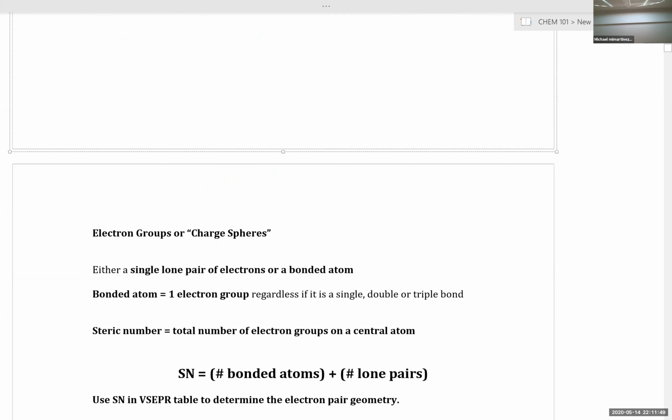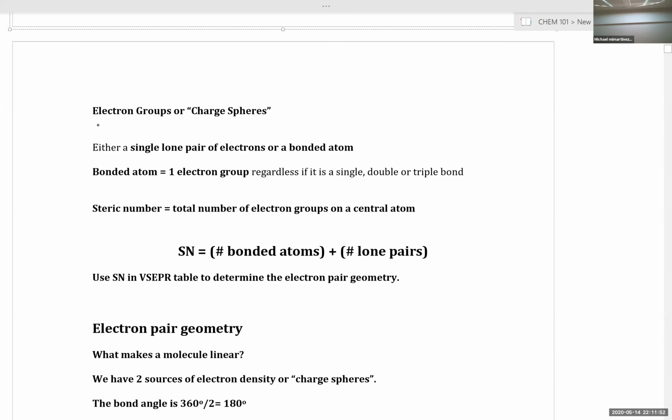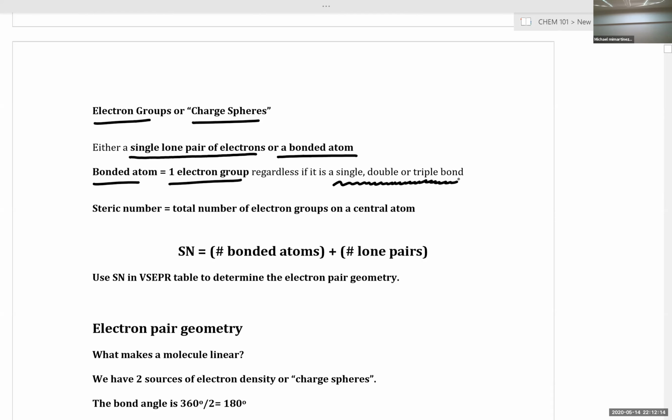Okay, so one method of counting that we're going to use is this idea of electron groups or charge spheres. Either a single lone pair of electrons or a bonded atom constitutes a charge sphere. Not a bond, a bonded atom. So a bonded atom counts as one electron group, regardless of if it's a single, double, or triple bond. So it doesn't matter the number of bonds, just the number of bonded atoms. The steric number is equal to the total number of electron groups on a central atom. The steric number is the number of bonded atoms plus the number of lone pairs.